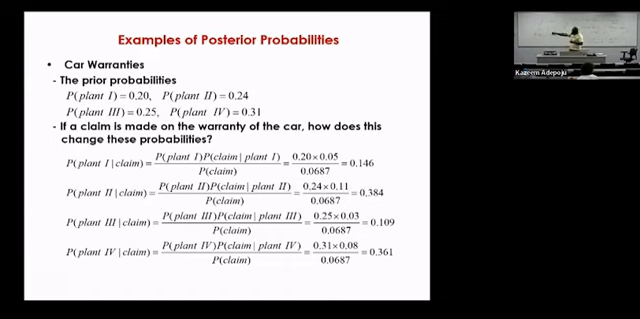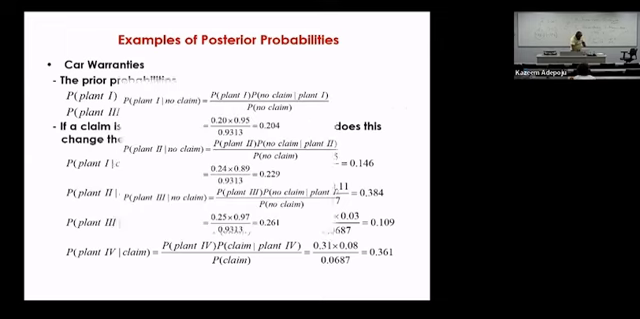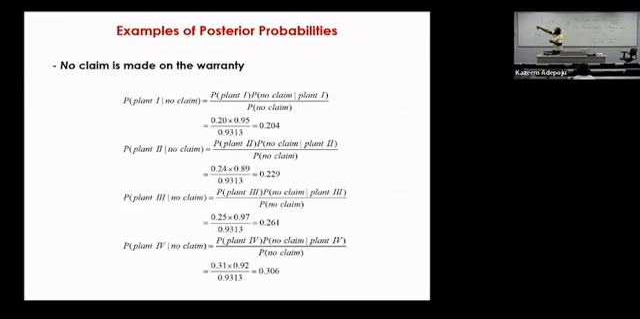When a claim is made, you can see that you've computed the probability that it comes from plant one, two, and so on. Then when no claim is made, of course, your total probability will be for no claim. Does that make sense? So in the denominator, what do you see? The probability of no claim. Of course, if you know the probability of claim, the probability of no claim will be the complement of claim. Does that make sense? Then you're also going to get all of that.